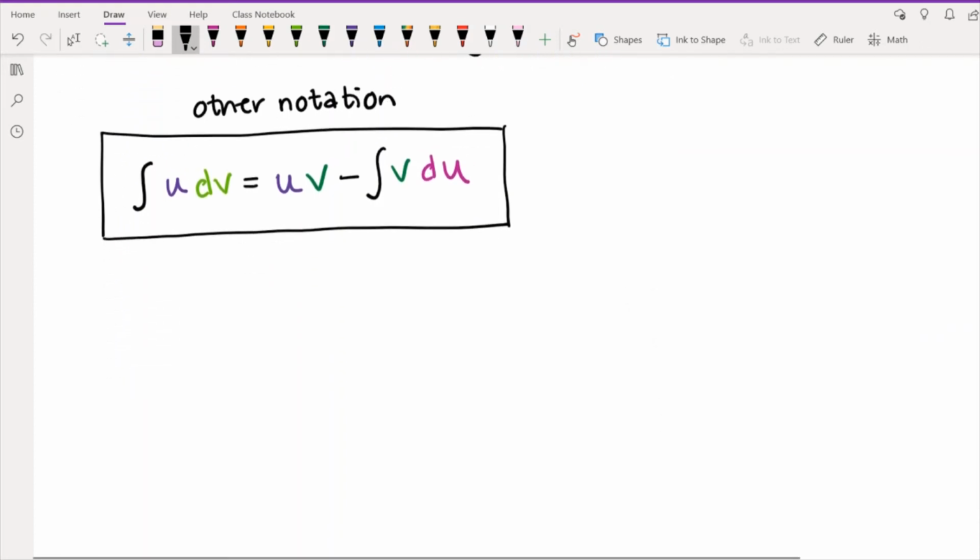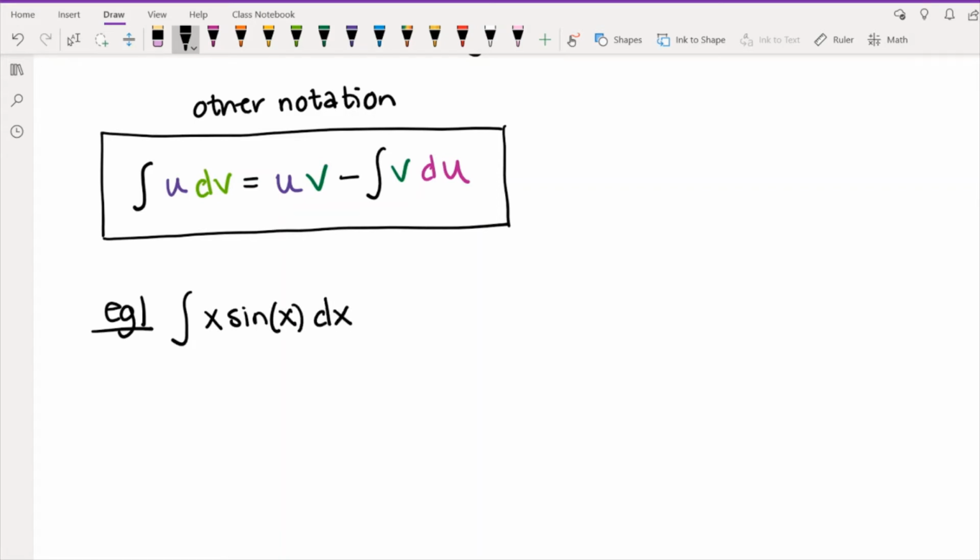So let's see what our example would look like with this new notation. We were taking the integral of x times sine of x. So basically we would now be setting the x equal to u, so this would be u. And then we would be setting this whole thing equal to dv. So we would say u is equal to x, and then dv is equal to sine of x dx.